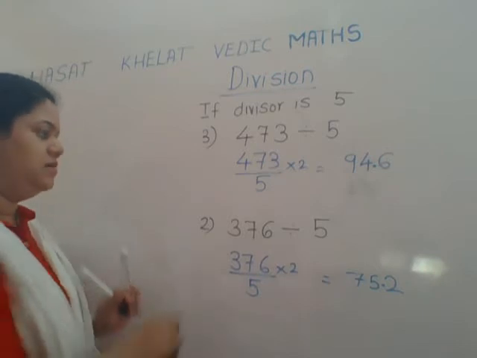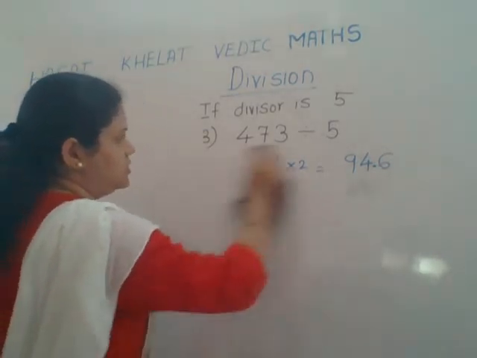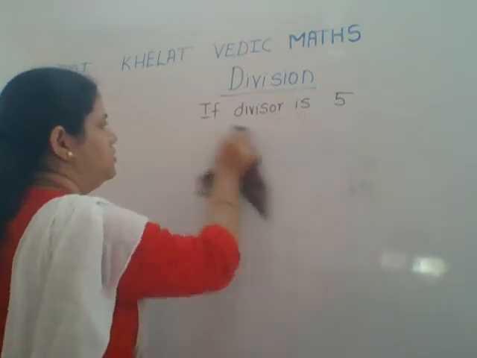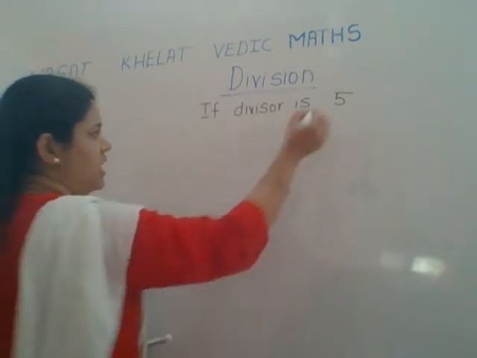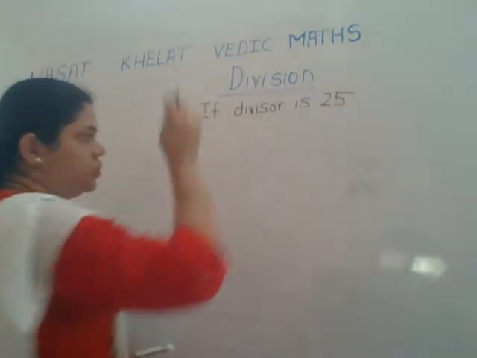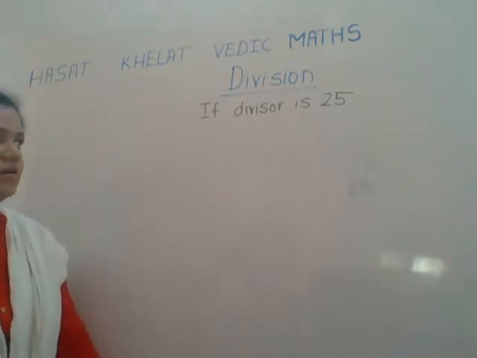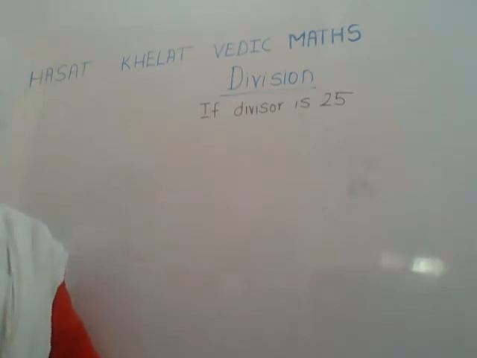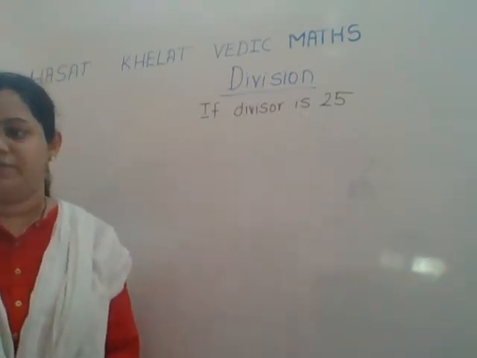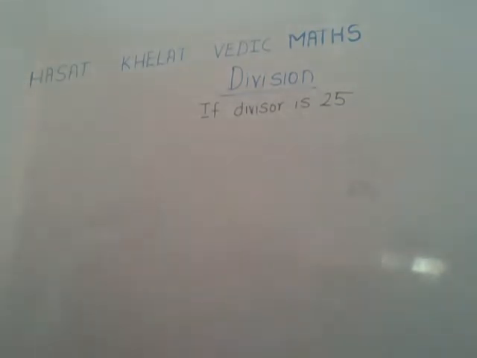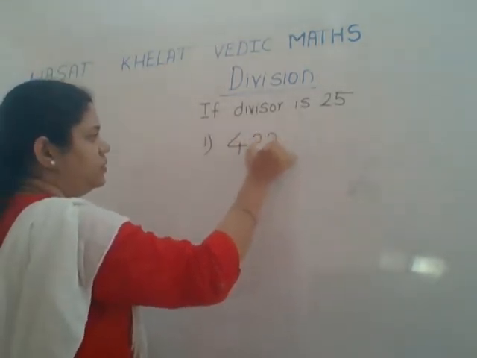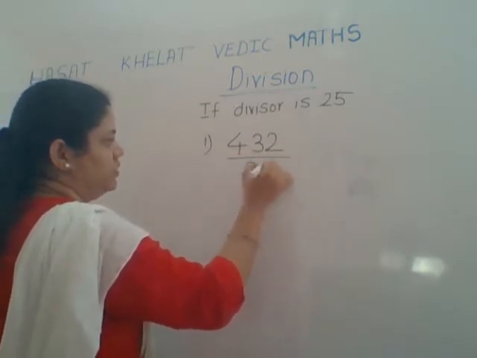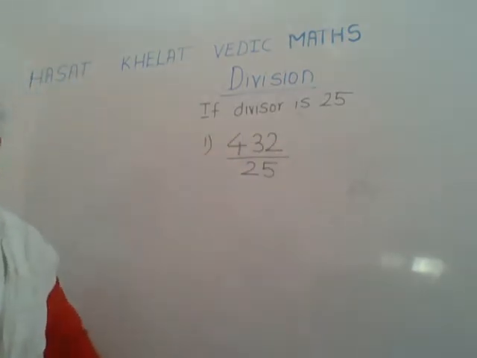Okay, now let's see what happens if the divisor changes. Earlier the divisor was 5. Now instead I have the divisor as 25. Let's see an example on that. If I have 432 divided by 25.